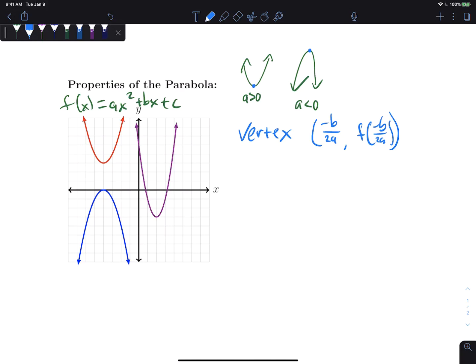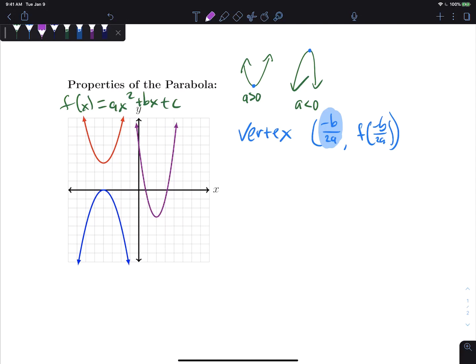And this is important, and what's most important out of all this is the fact that -b/2a is the x-coordinate, because if you can find the x-coordinate, you can just plug it in for the x values, simplify, and you get the y value. That's all this means, is the function value at the x value. Wonderful.